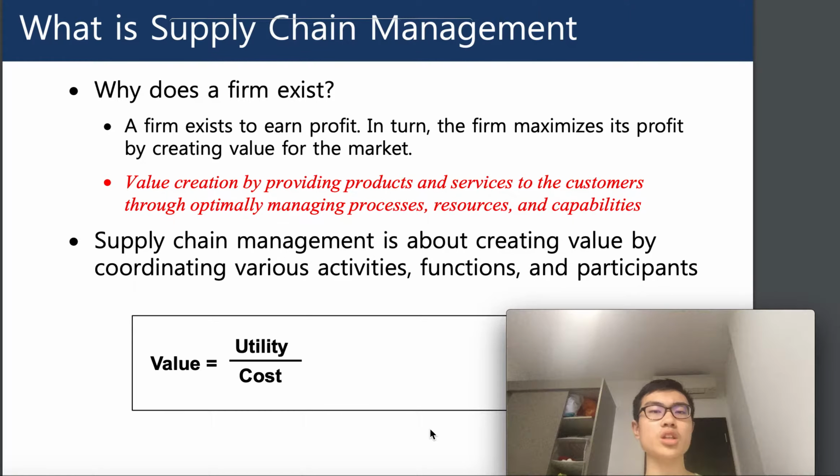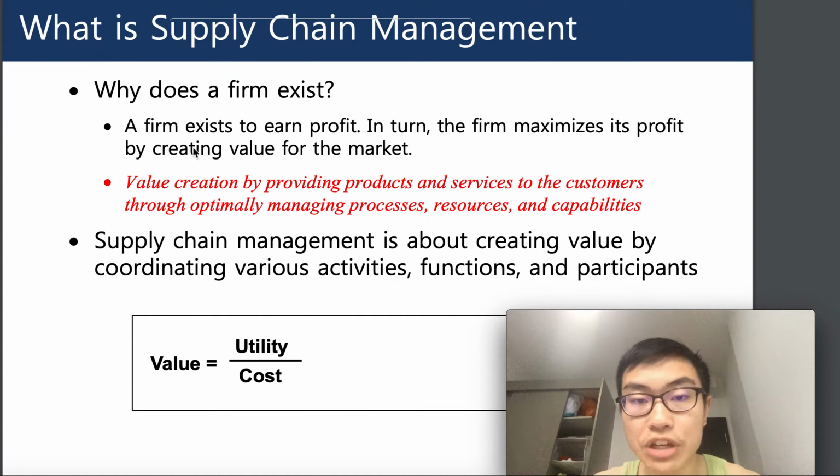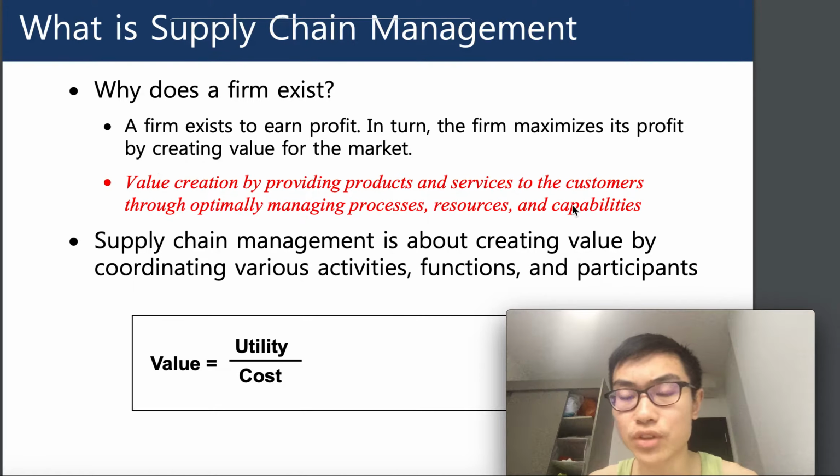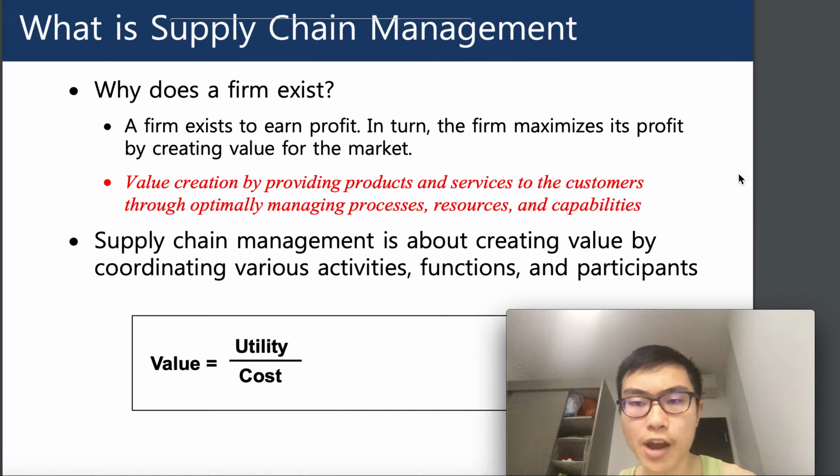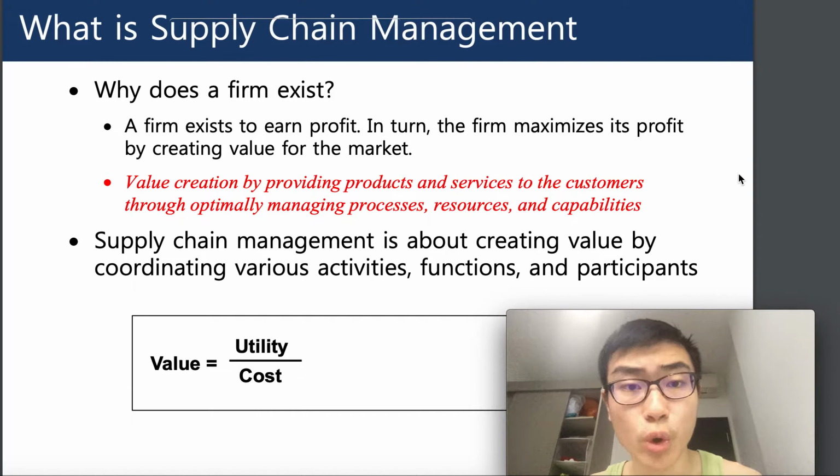Okay, so why does a firm exist? A firm exists to earn profit. So the goal of a firm is to generate profit. In turn, the firm maximizes its profits by creating value for the market. So the firm has to create value. As I mentioned just now, value is basically the definition given in the text in red. And value creation is definitely the goal of supply chain management, because we're trying to create value.